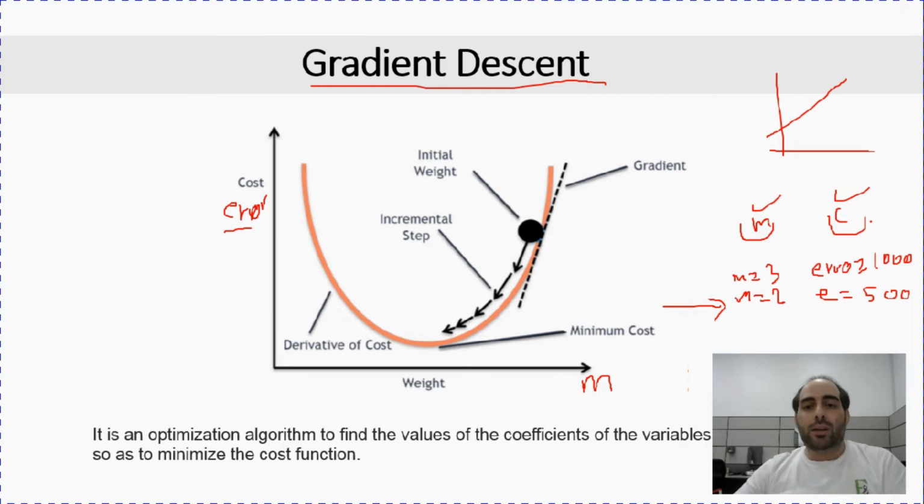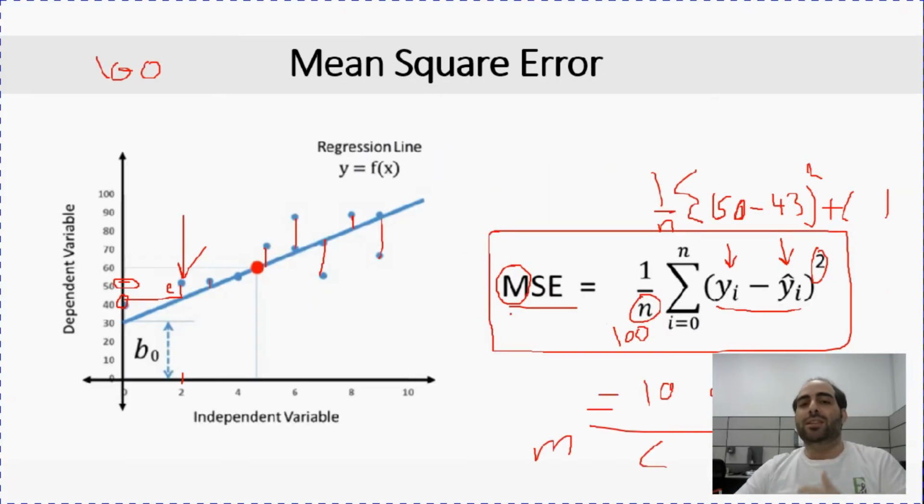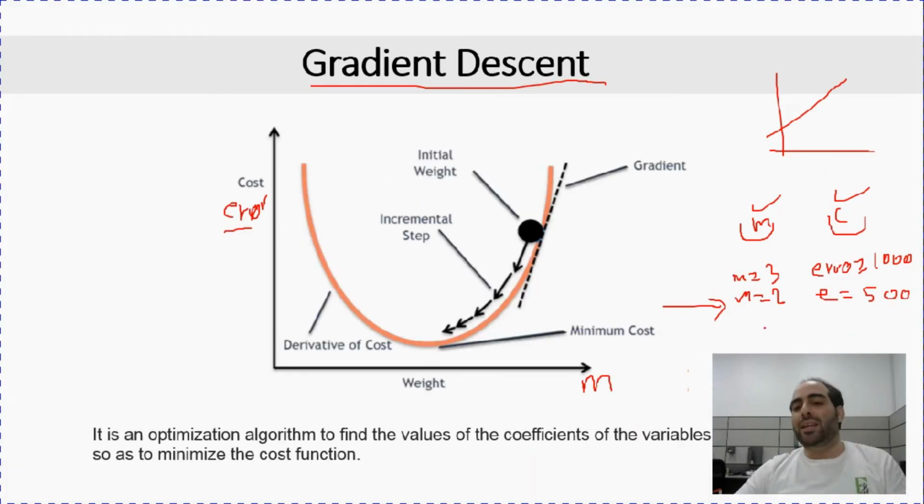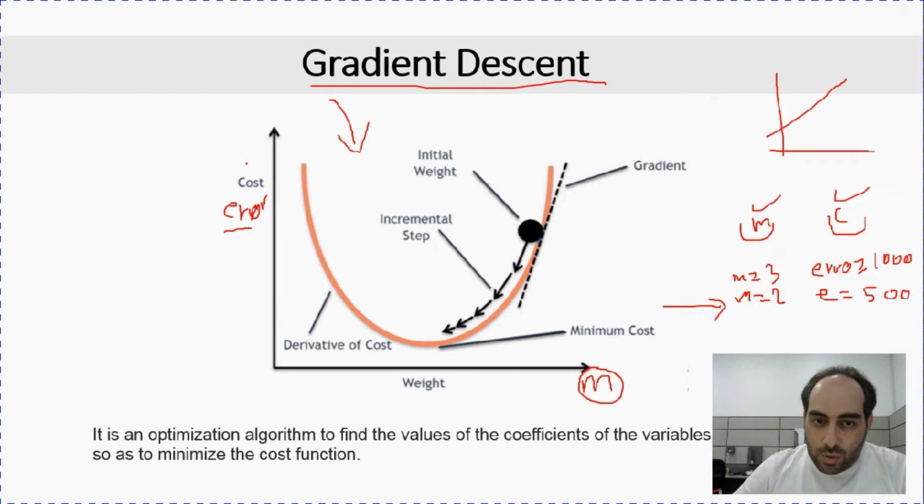Minimum error, how do we calculate it? As I said before, we calculate it by mean square error. So if we get a very small value here, a minimum value, this is where we need to choose the corresponding M and C parameters to draw the best line. If we are going to visualize it, it will look something like this. This is the graph of gradient descent. The x-axis will be, for example, M, and the y-axis will be the error.